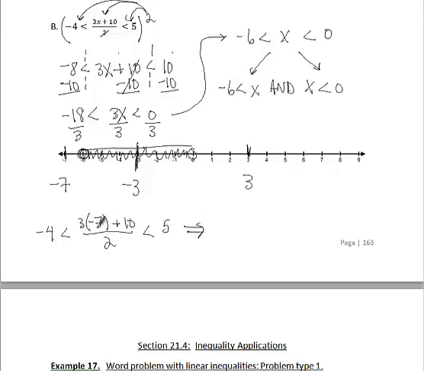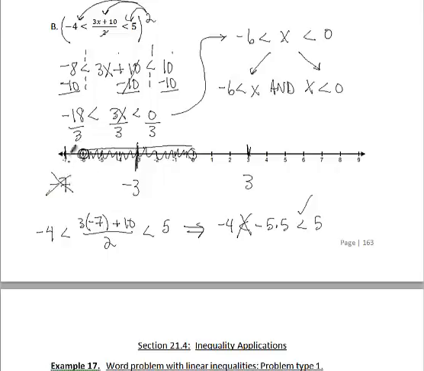Three times negative 7 is negative 21, plus 10 is negative 11, and divided by 2 we get negative 5.5. Well, it is less than 5, check, but is it greater than negative 4? And the answer would be no. So negative 5.5 doesn't satisfy both inequalities, and therefore negative 7 would not be a solution.